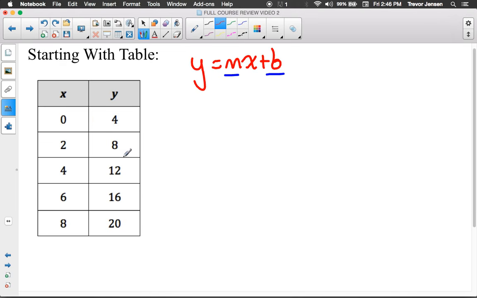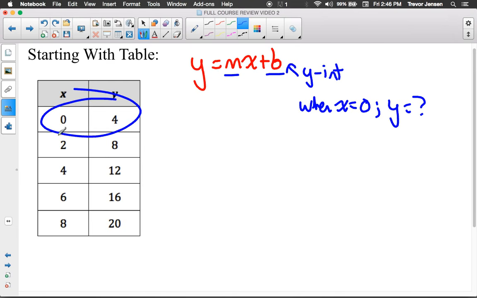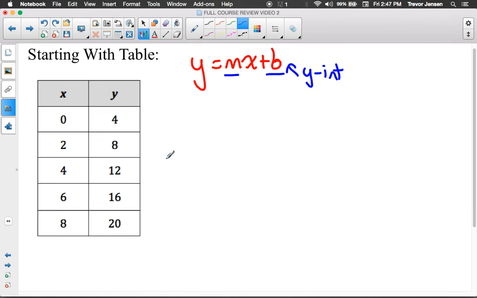So what I'm going to do first is I'm going to figure out the value of b. That's the easiest thing to figure out. The value of b, that is our initial value, or you'll hear it referred to graphically as the y-intercept. The y-intercept, so that means where does it cross the y-axis? So when x is 0, what is y? So I'm just going to write that here. When x equals 0, y equals what? And we can get that from our table. When x is 0, y is 4. So our y-intercept, our b value, our initial value, b, is equal to 4.